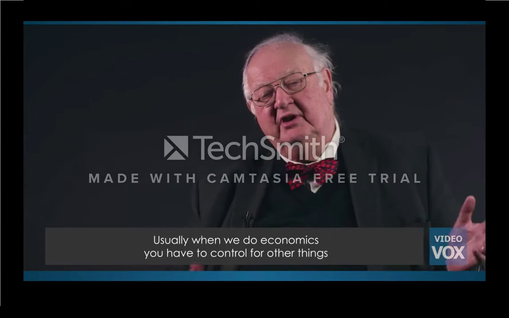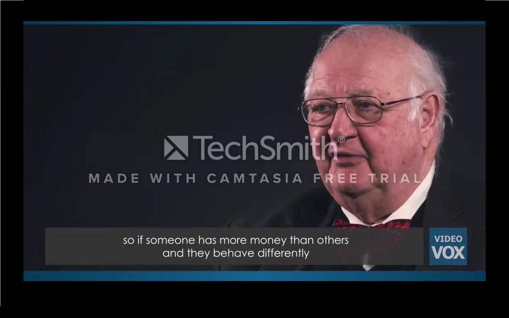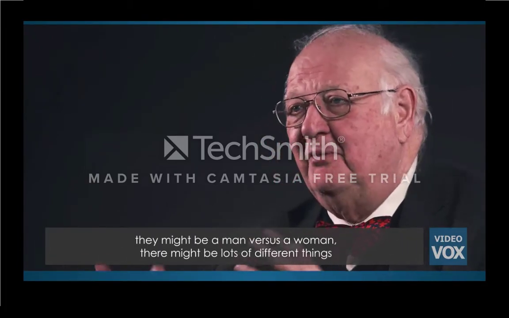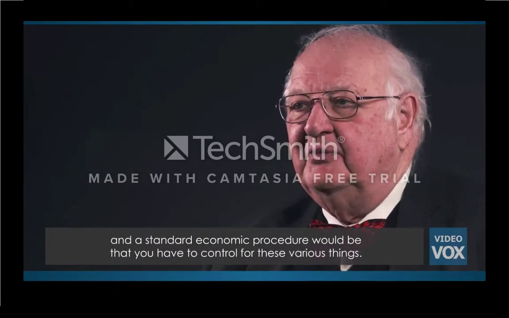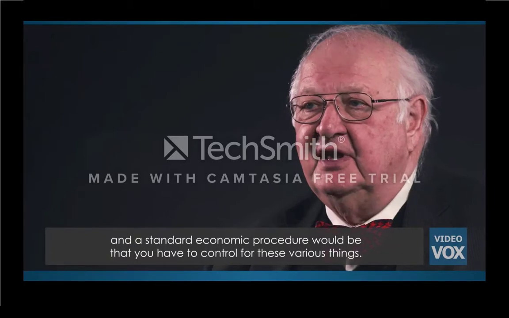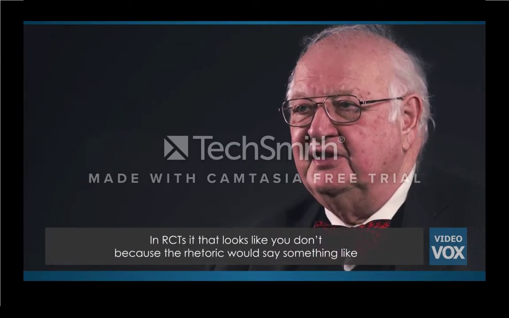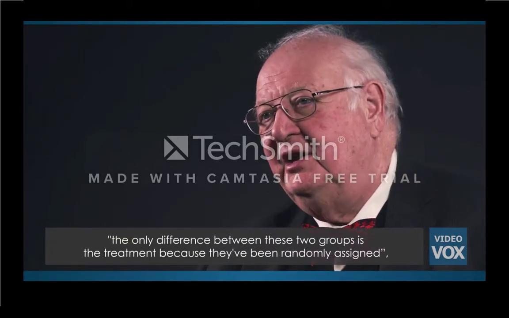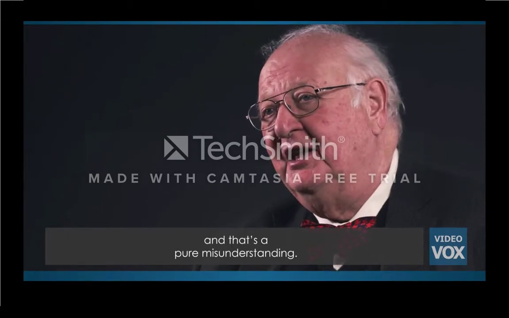Usually, for instance, when we do economics, you have to control for other things. So if someone has more money than others and they behave differently, it might be because they have more money, they have more education, they might be a man versus a woman, they might be lots of different things. And a standard economic procedure would be that you have to control for these various things. In randomized controlled trials, it sort of looks like you don't, because the rhetoric would say something like, the only difference between these two groups is the treatment because they've been randomly assigned. And that's a pure misunderstanding.